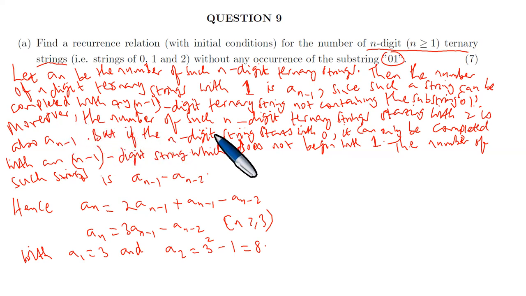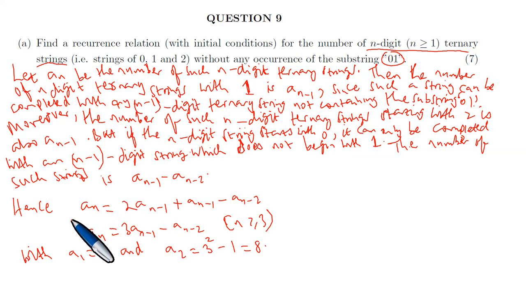Moreover, we note that the number of such n-digit ternary strings that start with 2 is also a sub n minus 1. Okay, so we proceed from that. But if the n-digit ternary string starts with 0, it can only be completed with an n minus 1 digit string which does not begin with 1. The number of such strings is a sub n minus 1.